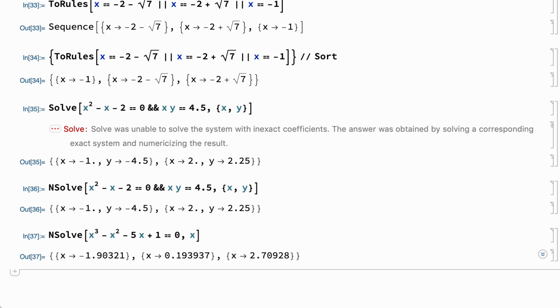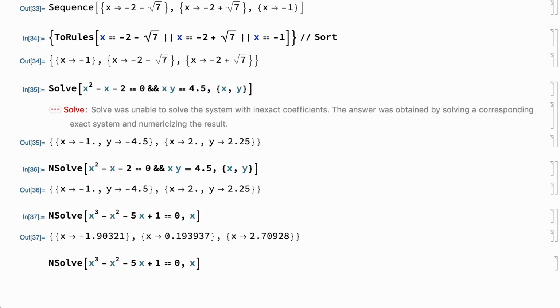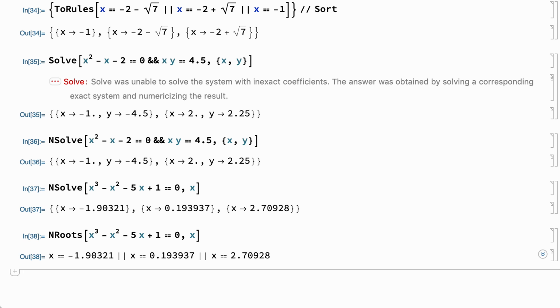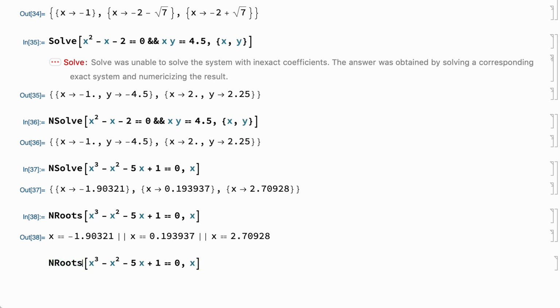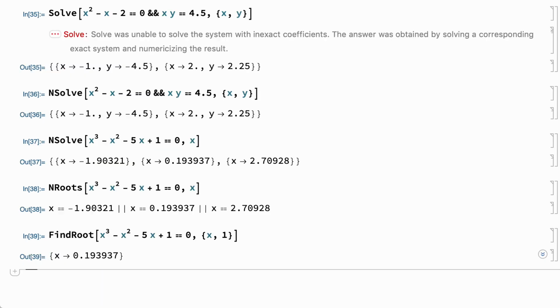For the equation in this example, which happens to be a polynomial equation in one variable, there is also a function NRoots, which is the numerical counterpart of the Roots function. NRoots also gives the solution as a logical combination of equations rather than using lists of rules. An unrelated function for solving equations and finding roots numerically is FindRoot. For example, this shows FindRoot computing one of the roots of that equation.